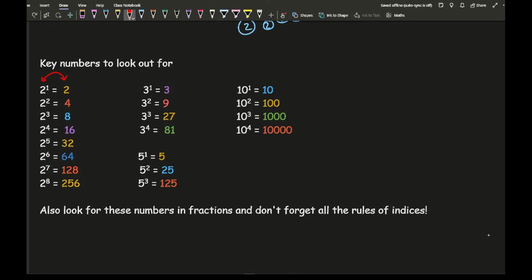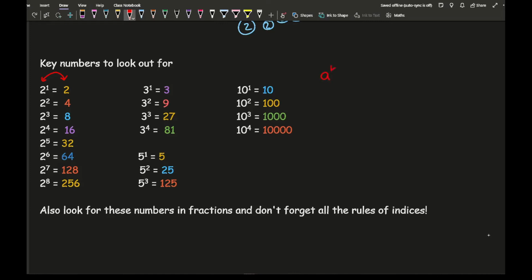And again, you shouldn't have to remember these like a spelling test. It should be a case of just being able to know and recognize these numbers and be a little bit suspicious when these numbers are mixed in with powers of different bases. You also want to be aware of fractions, and also don't forget the rules of indices.